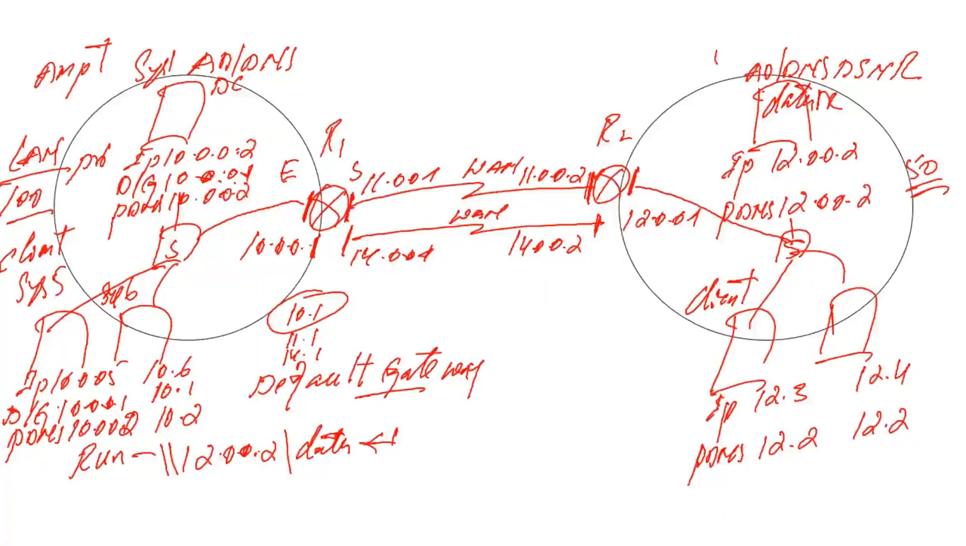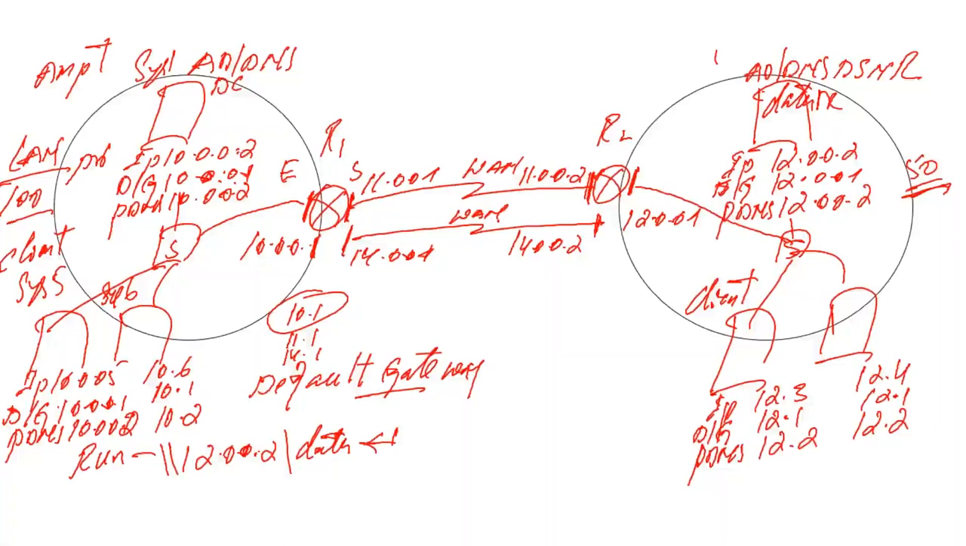Now tell me, for the 12 network, what is the default gateway address? 11.2, 14.2, or 12.1? 12.1 is the default gateway for this client. So for all these clients, the default gateway address is 12.1. For our DC also, we require a default gateway address, that is 12.0.0.1. So for all these 50 machines, the default gateway address is 12.1, right?